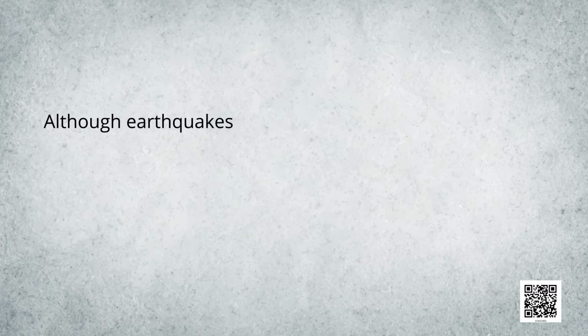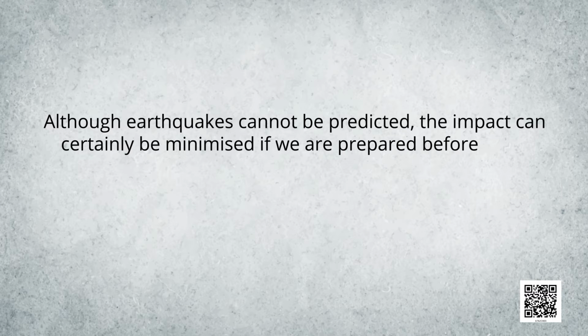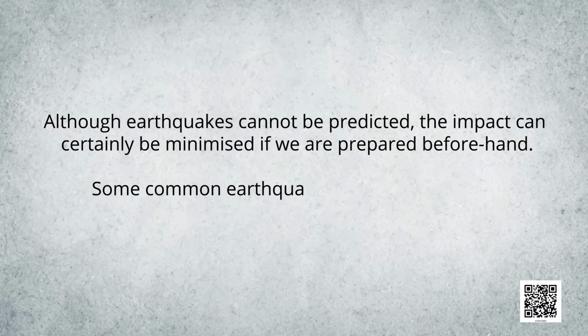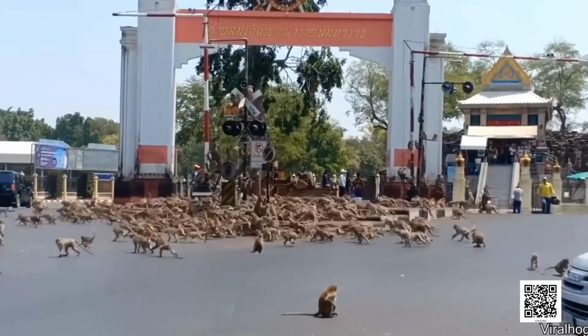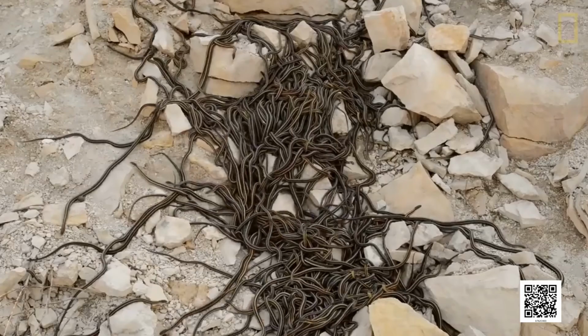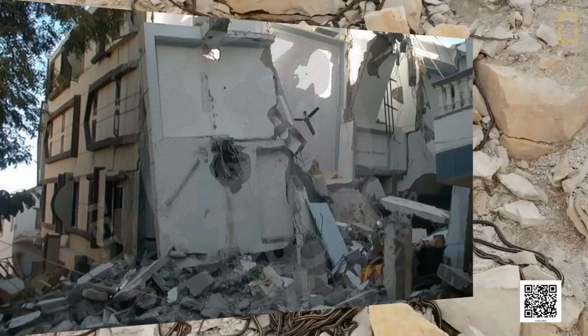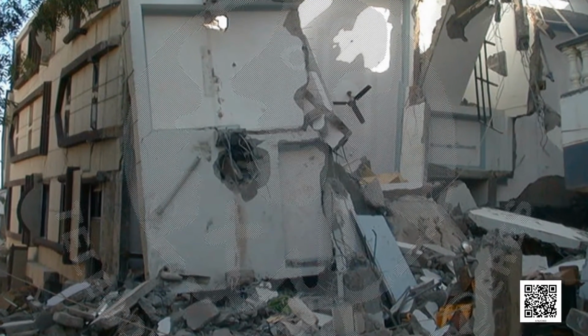Although earthquakes cannot be predicted, the impact can certainly be minimized if we prepare beforehand. Some common earthquake prediction methods adopted locally by people involve studying animal behavior. Fish in the ponds get agitated. Snakes come to the surface. Look at this picture. The destruction is caused by an earthquake in Gujarat.